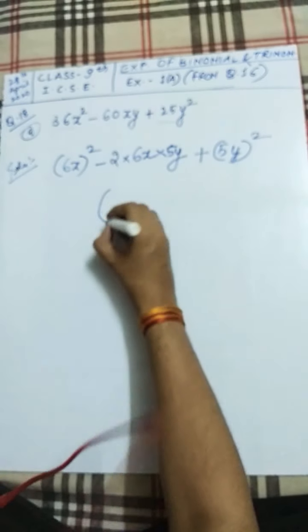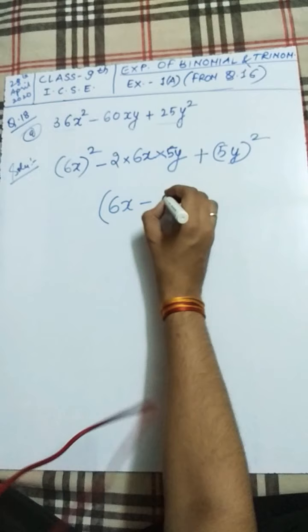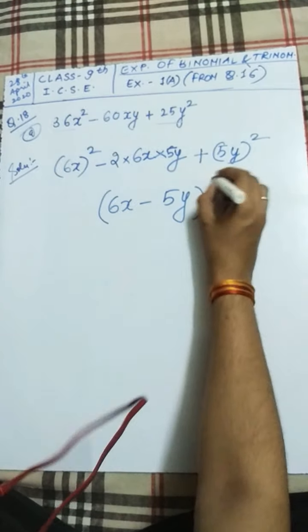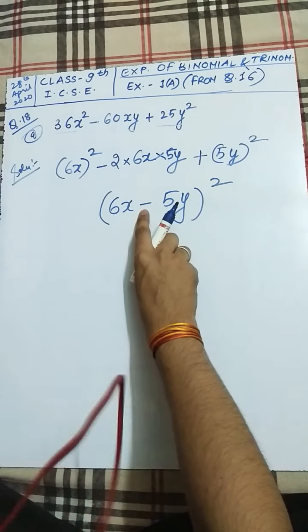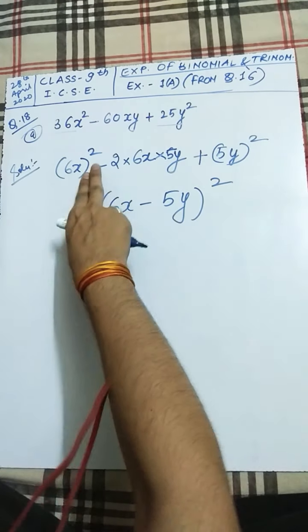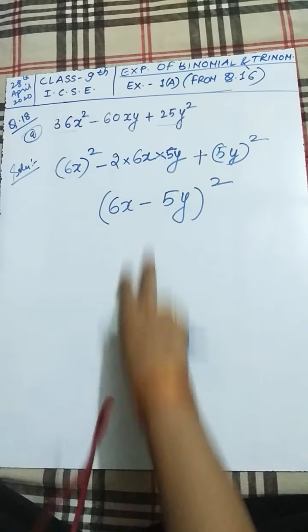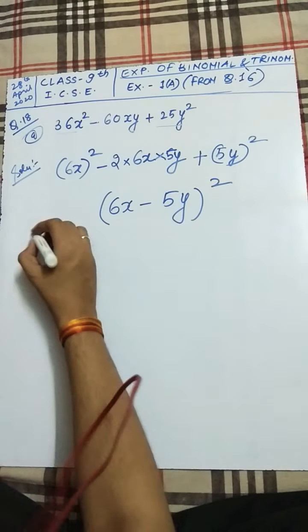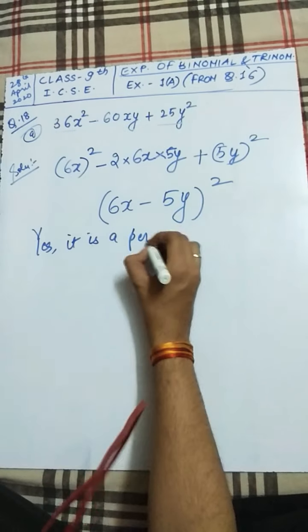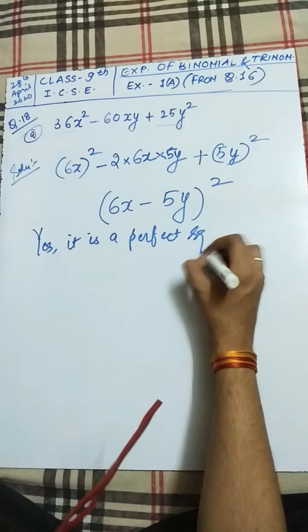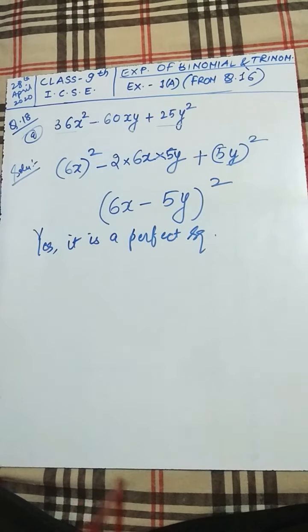And it is a perfect square of what? 6x minus 5y the whole square. Now why have I written the minus sign here? Because before the 2ab term we have minus, and this is the identity. So yes, at last you have to write yes, it is a perfect square. Nothing you have to add or subtract. This is a perfect square.